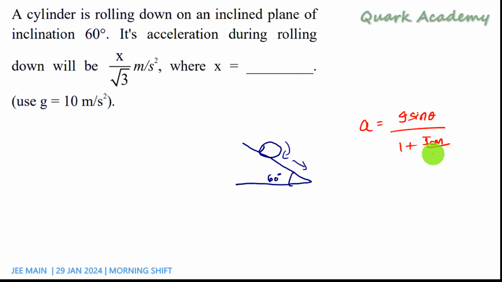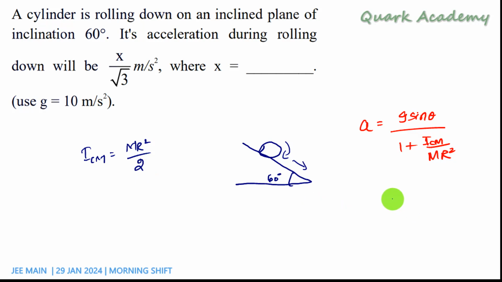the moment of inertia about the center of mass divided by m r squared. So here they should have mentioned what cylinder it is, but they haven't mentioned. So by default, we'll consider it as a solid cylinder. The moment of inertia of a solid cylinder about its center of mass is m r squared by 2.